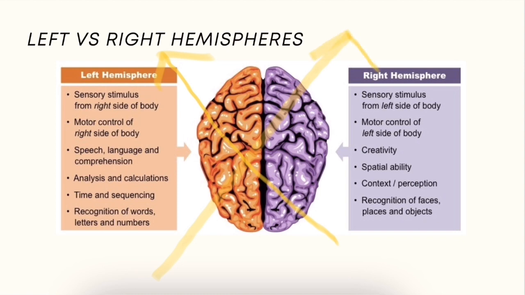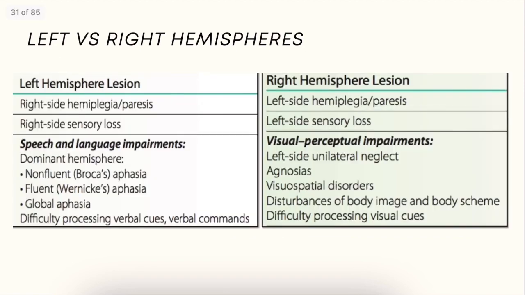Now, what happens then if, let's say, for example, a client would have a stroke on the left hemisphere? Well, then what will happen is the right side of the body will be affected. So sensory stimulus of the right side of the body will be affected, motor control of the right side of the body will be affected, speech will be affected, difficulties in analysis and calculations, in sequencing and recognition of words, letters, and numbers. So if you look at this table right here, if someone would have a left hemisphere lesion, they would have a right side hemiplegia, a right side sensory loss, and all that I have mentioned.